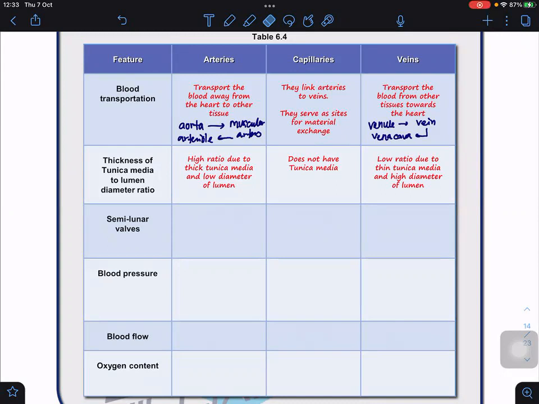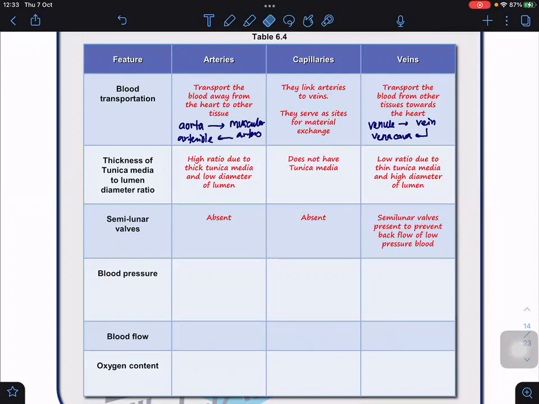Semilunar valve: in the artery, absent. No semilunar valve in the artery. Capillary, absent also. But the vein, yes, semilunar valve is present to prevent the backflow of low pressure blood.